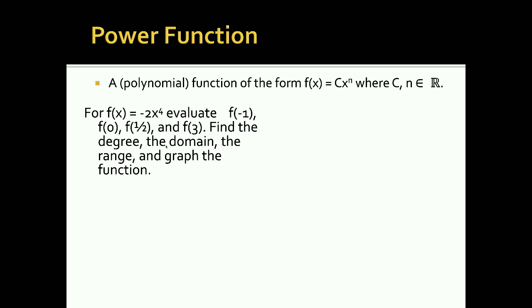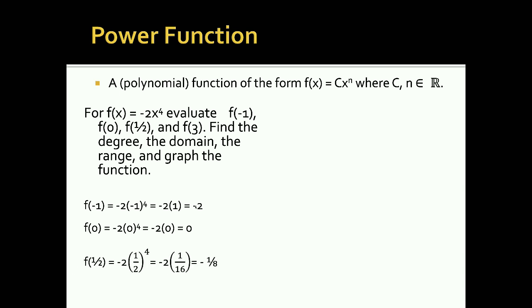So here we go. To find f of negative 1, we just put negative 1 into the function. So we're using this function here, f of x, put negative 1 in for x, to the fourth power is 1. So negative 2 times 1 is negative 2. So f of negative 1 equals negative 2. Then we're going to plug 0 in. Well, plugging 0 in, you get 0 to the fourth is 0 times negative 2 is 0. So we have the point 0, 0.